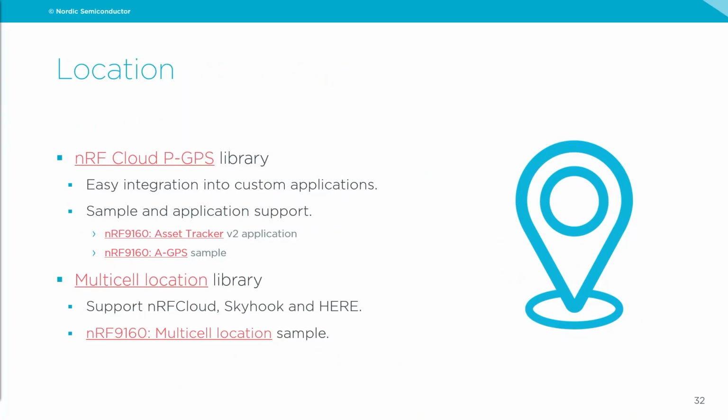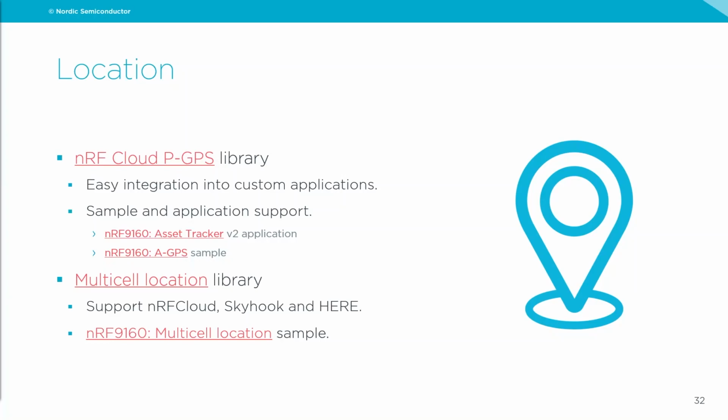Then on the location side, we have added support for predicted GPS. So this is more or less the same thing as assisted GPS, but the main difference is that the assistance data you download is now valid for up to a week instead of 4 hours as the normal assistance. This enables you to save power in those use cases where you don't need to report your location back to cloud all the time. So we have added support for predicted GPS in the asset tracker firmware and application, and also in the assisted GPS sample we have.